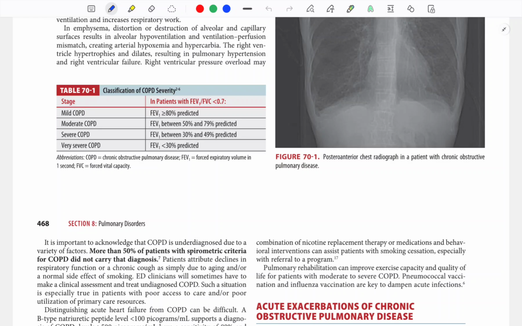Next is COPD. How will we classify COPD? We classify it into mild, moderate, severe and very severe. Mild is FEV1 more than 80. Moderate is 80 to 50%. Severe is 50 to 30%, very severe is less than 30%. So mild, moderate, severe, very severe: 80, 50, 30 and less than 30% of FEV1 predicted.